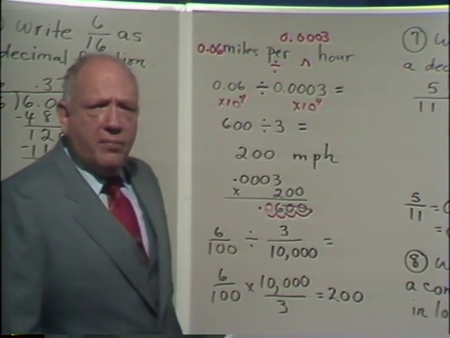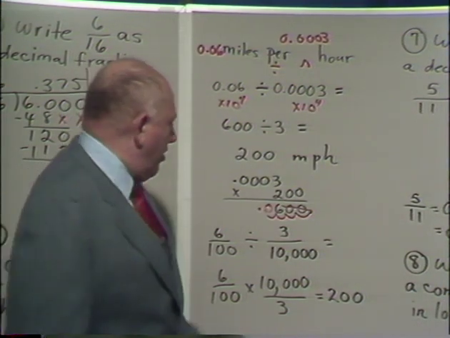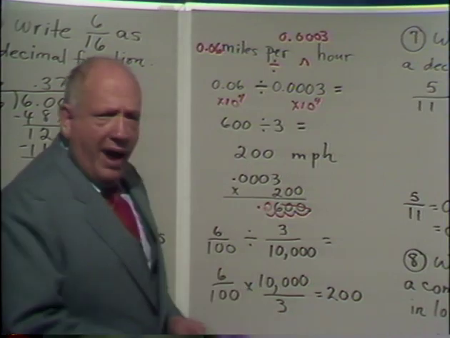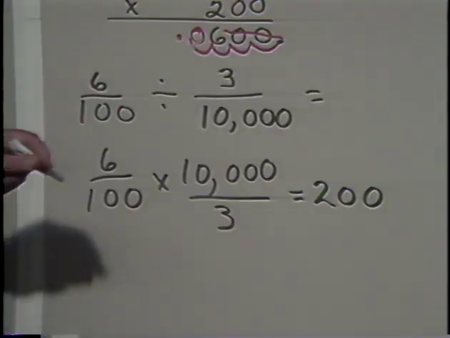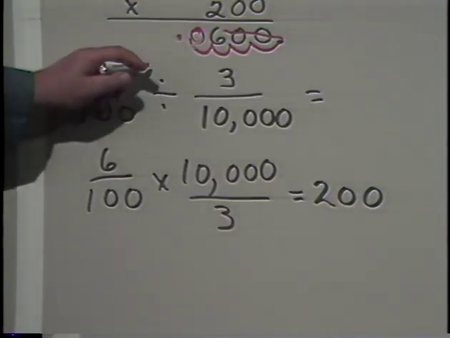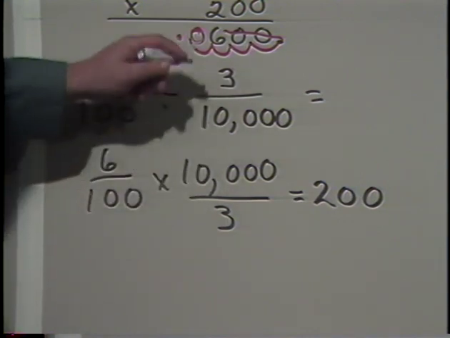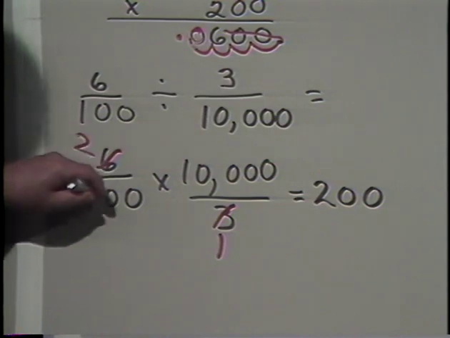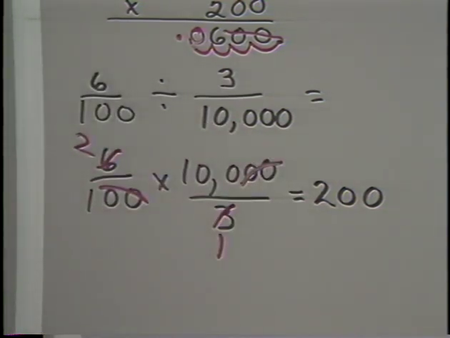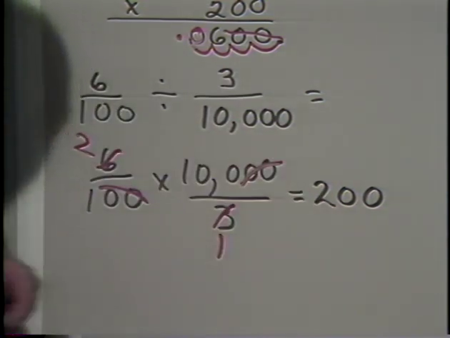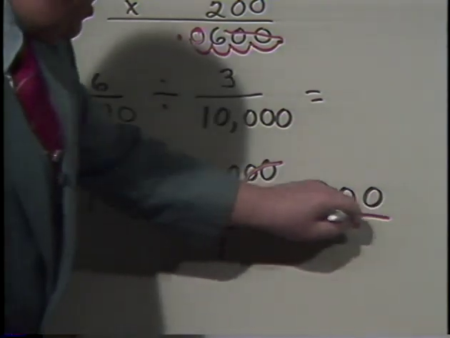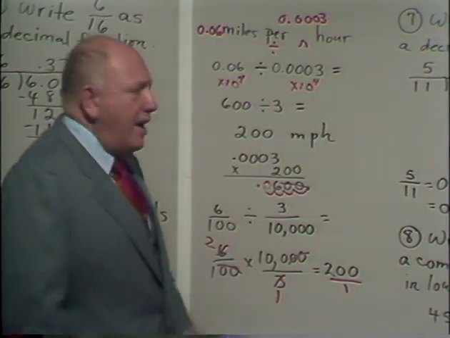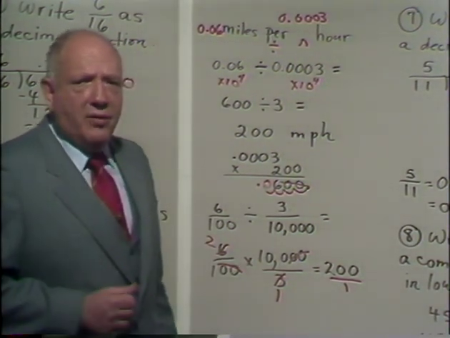So the denominator is going to be a 1 followed by 4 zeros. So when we come back down here, we have what? 6 over 100 divided by 3 over 10,000. How do we handle this? Leave the first number alone, change the division to a times, invert the second number, and multiply. So the 3 goes into the 6 twice, 2 zeros here cancel with 2 zeros here. 2 times 100 is 200, 1 times 1 is 1, and any number over 1 is itself. 200 divided by 1 is 200, and we have the same 200 miles per hour that way.